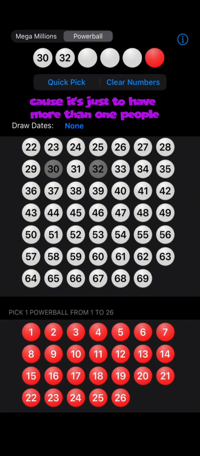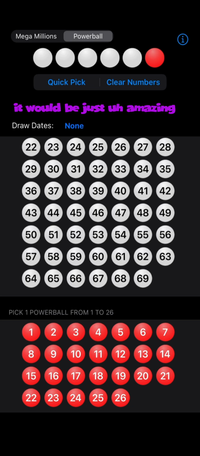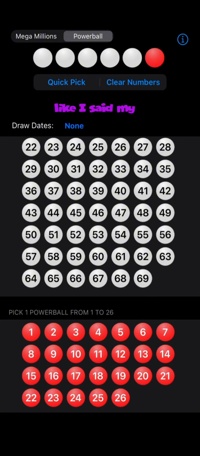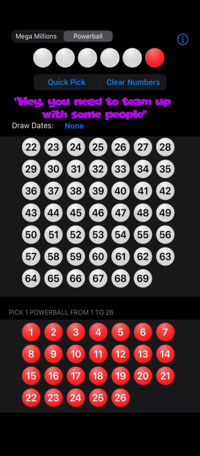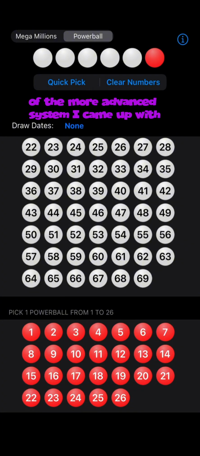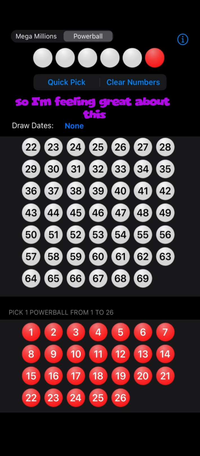Because it's just to have more than 1 person. If we had a whole group of people doing this, it would be just amazing. I'm excited about this. I think this is good stuff. I'm feeling good. Like I said, my spirit's saying, hey, you need to team up with some people, man. This is great. All right, guys, that's the basic system. Pretty simple stuff. I'll probably do another quick video of the more advanced system I'll come up with, but it hasn't worked yet. This is the one that actually works, so I'm feeling great about this.